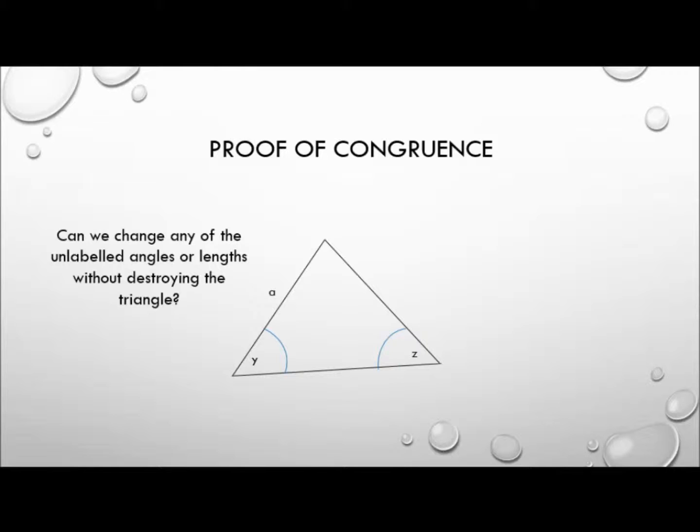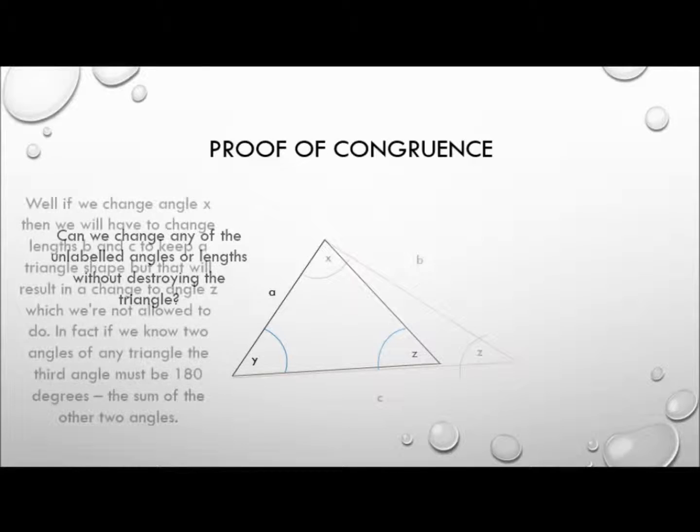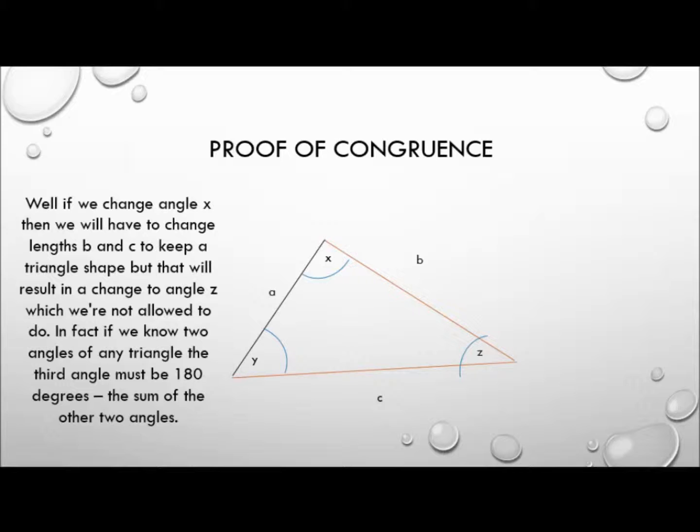Now, can we change any of the unlabelled angles or lengths without destroying the triangle? Well, if we change angle X, then we will have to change lengths B and C to keep a triangle shape, but that will result in a change to angle Z, which we're not allowed to do. In fact, if we know two angles of any triangle, the third angle must be 180 degrees minus the sum of the other two angles.